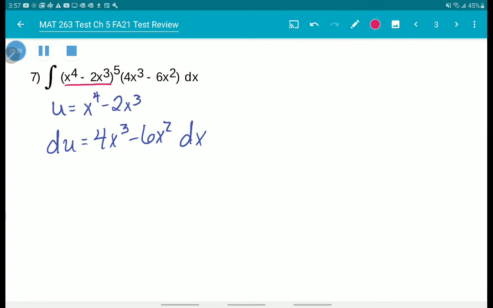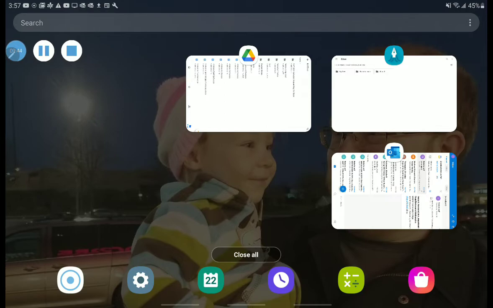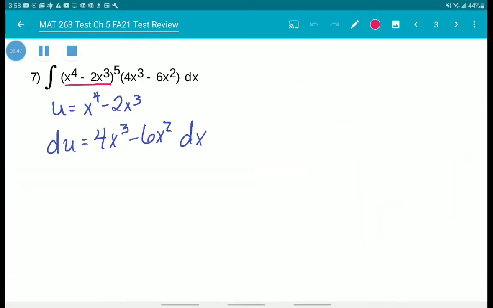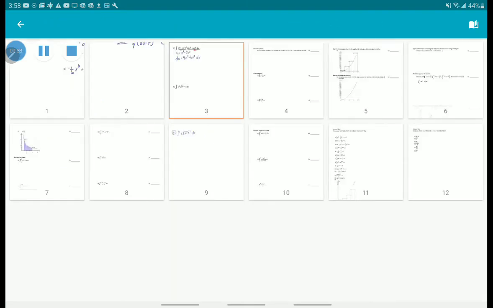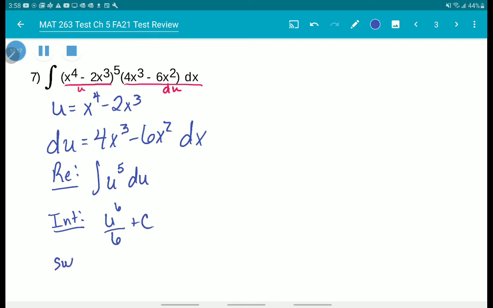So here's my u. Here's my du. And notice I have all of du in this case, which is great. So let's do a rewrite. So when I rewrite this, I'm going to have u to the 5th times du. And that one's an easy one to integrate. We're going to use that power rule. Add 1 to the exponent, divide by the new exponent. And then make our substitution.